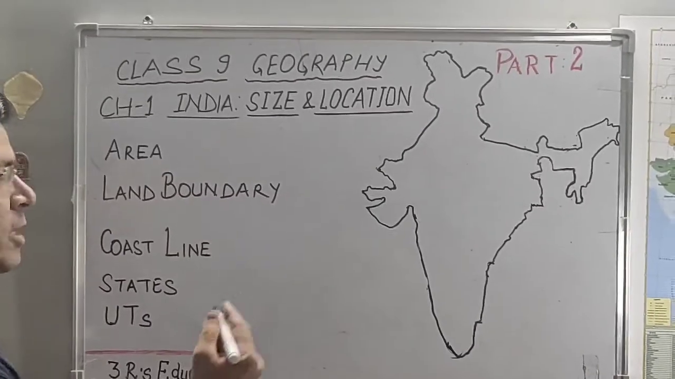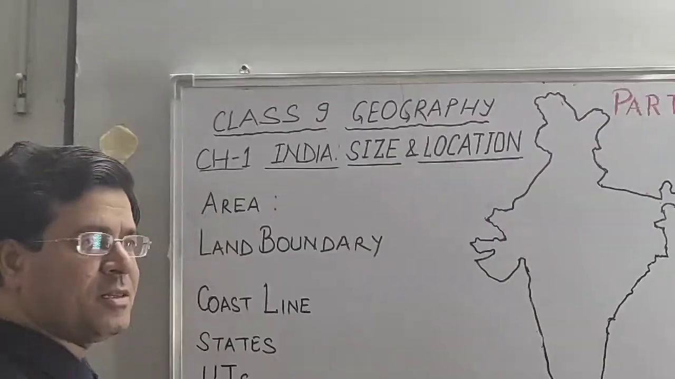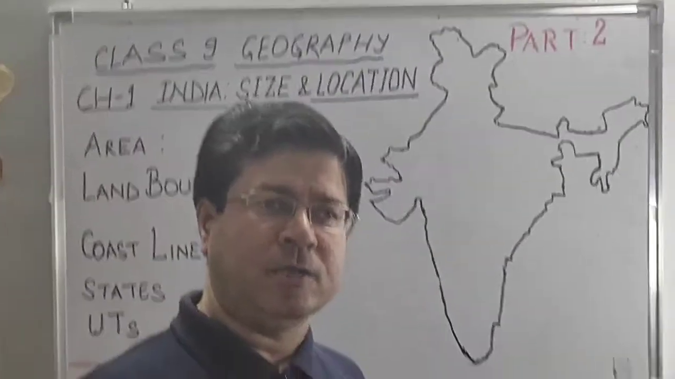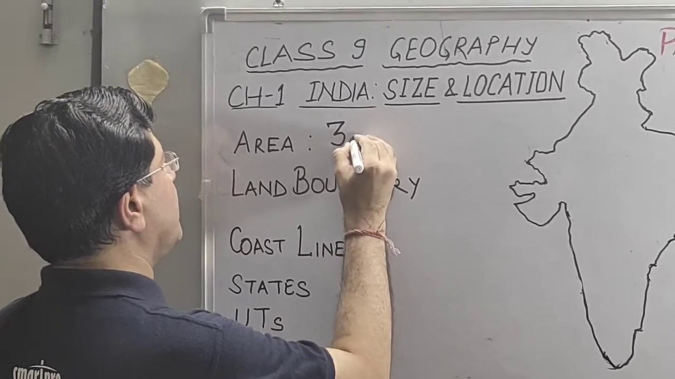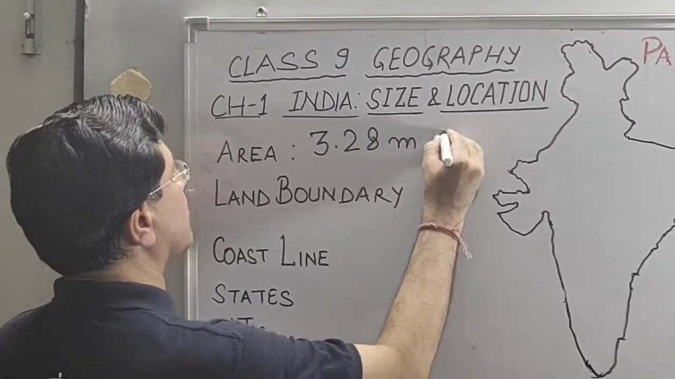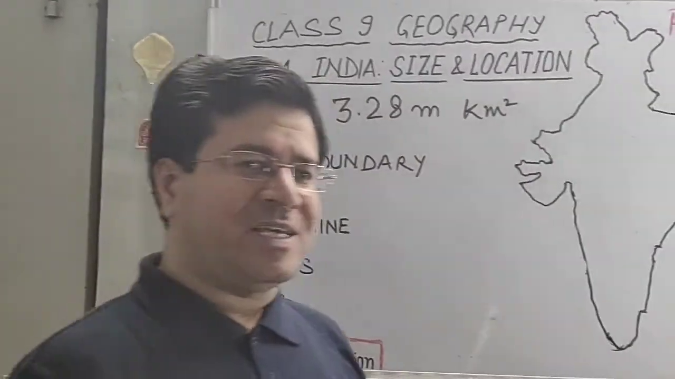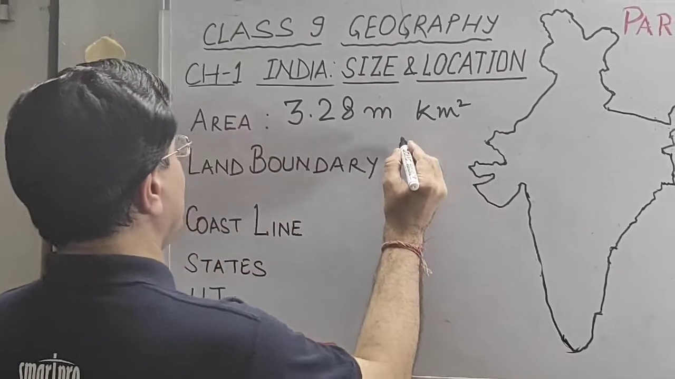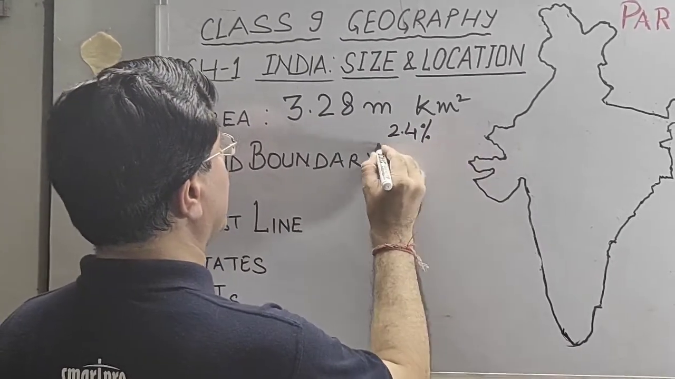Now we talk about its total area. India is the 7th largest country in the world and its total area is 3.28 million square kilometer, which is approximately 2.4% of the world's total area.